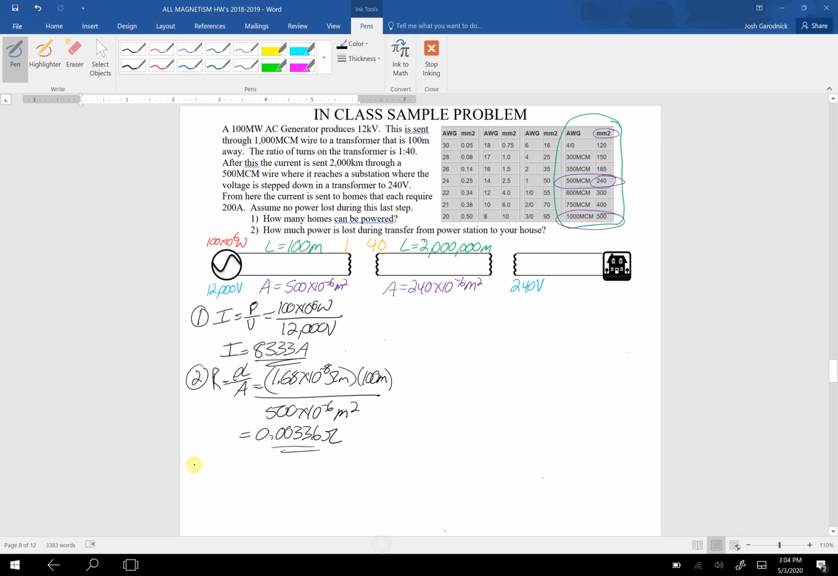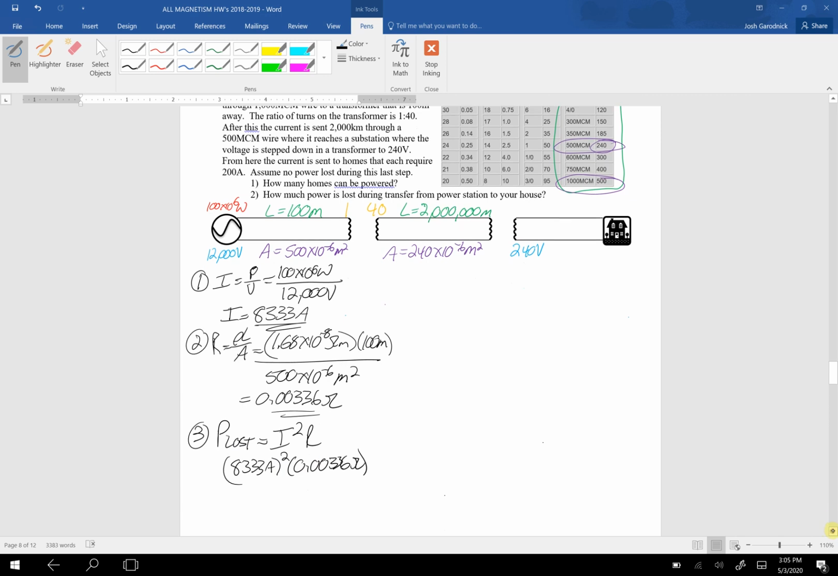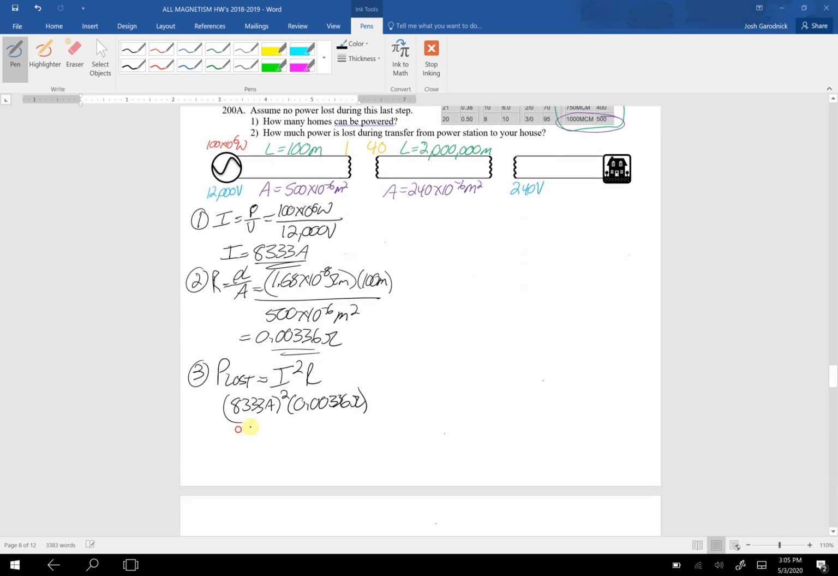Now we have to figure out how much power we lose. So that's our power lost. Our power lost, we're going to do I squared R, which in this case is 8333 amps, times the resistance, 0.00336. Now, again, not a coincidence. Step 1, we found the current. Step 2, we found the resistance. Step 3, we put them together, and we find that the power lost isn't much, but it's about 233,314 watts.